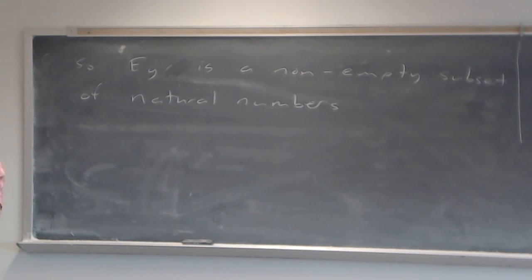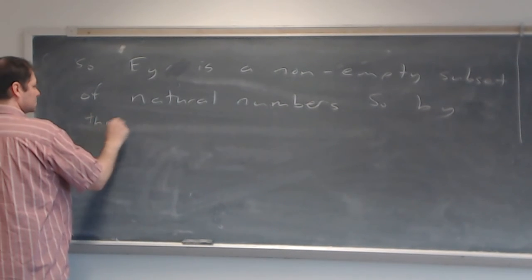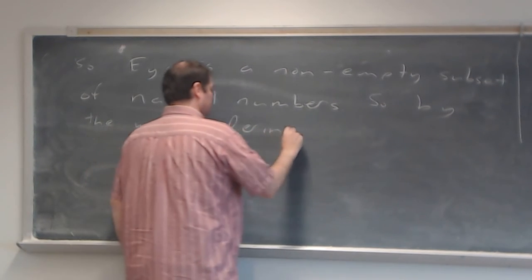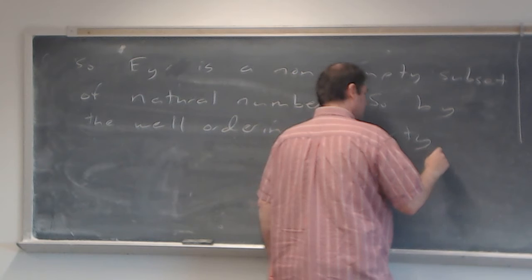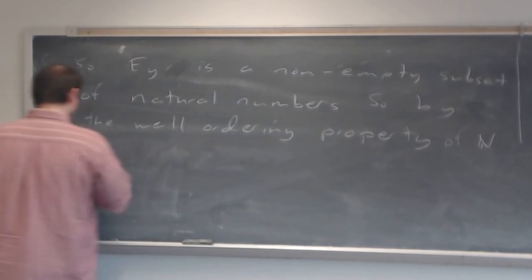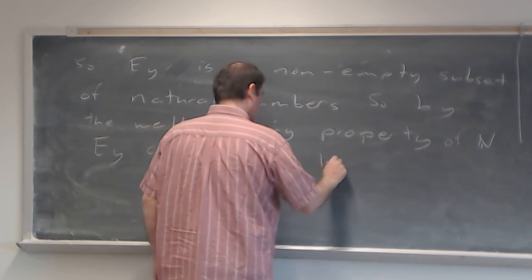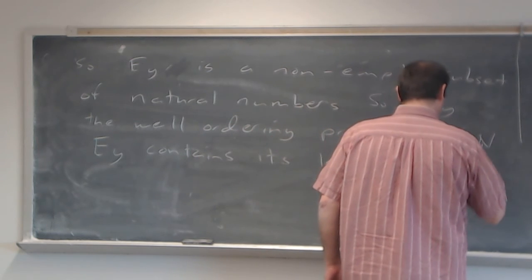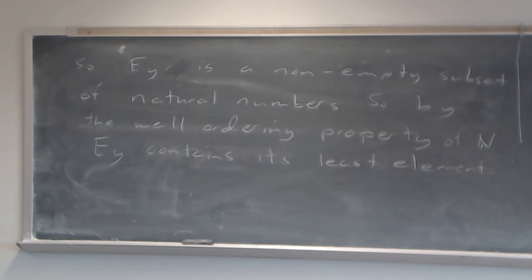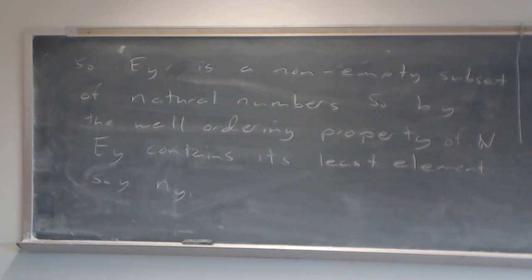Okay. So what does that mean? By the well-ordering property, it contains its least element. Is that okay? So E sub y contains its least element. Let's say n sub y. That's why I'm calling it its least element.